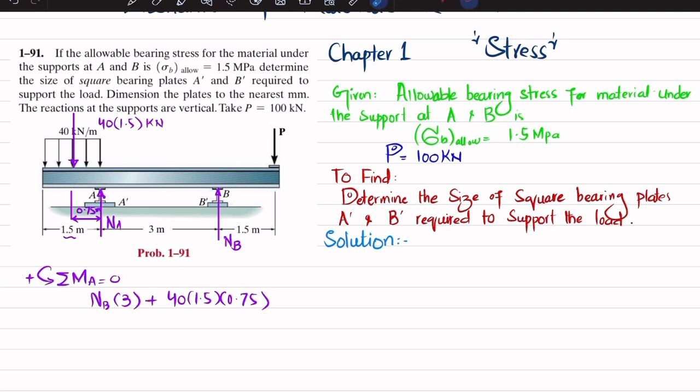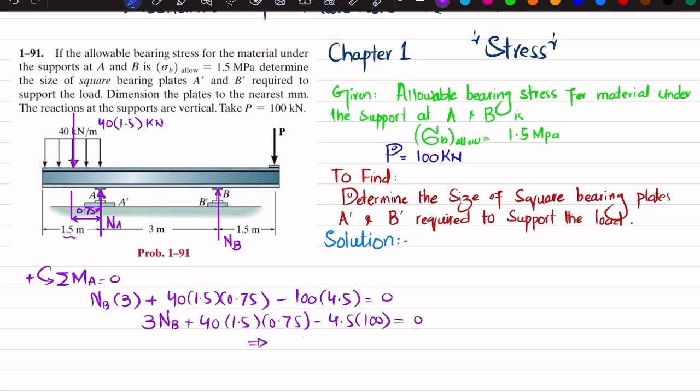The last moment is produced by the P load, which is 100 kilonewton, and the perpendicular distance is 4.5 meter. This is producing clockwise moment, so it will be negative. So I will write minus 100 multiplied by 4.5 is equal to 0. So 3NB plus 40 into 1.5 multiplied by 0.75 minus 4.5 multiplied by 100 will be equal to 0. When you solve this, again it's very easy, you will get the reaction force at point B equal to 135 kilonewton.